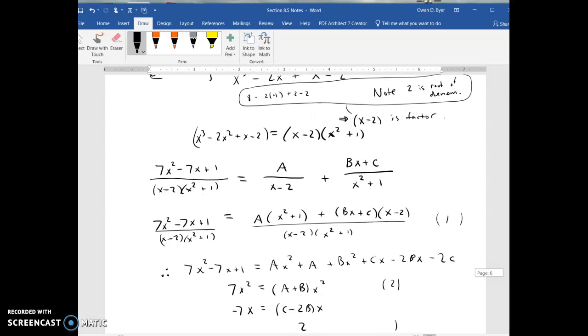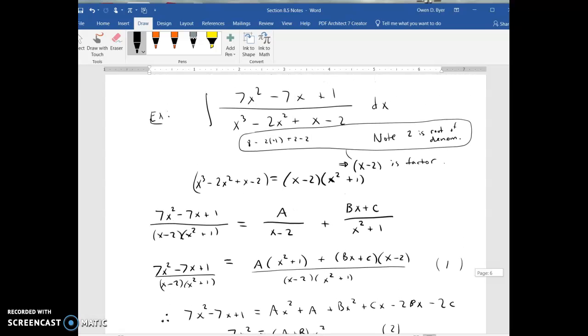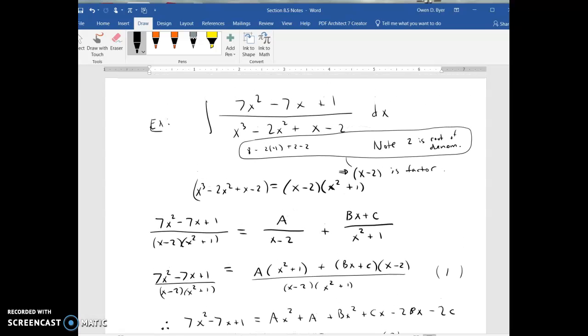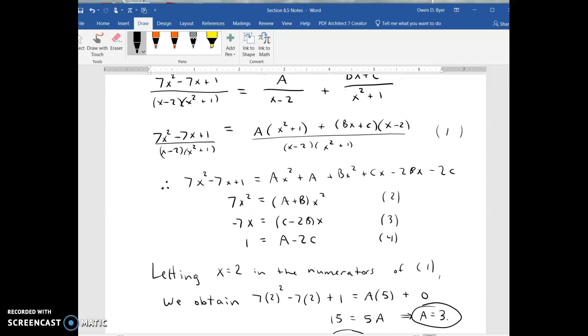Another example we did in class kind of used a combination of methods. We started off and we just took this. I showed you how to factor the denominator, and we got A over x minus 2 plus Bx plus C over x squared plus 1. And I think we stopped at that point. And here, when you equate your numerators, you get, I called this equation 1, 7x squared minus 7x plus 1 has to equal the numerator here.